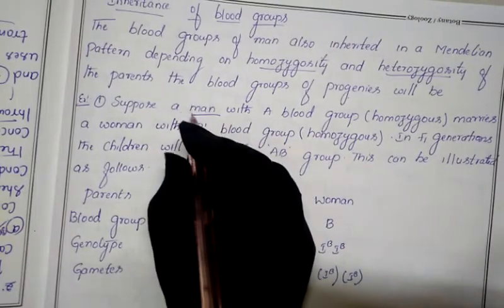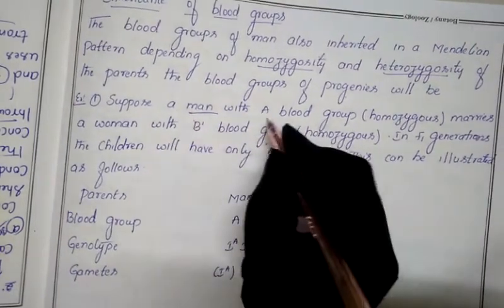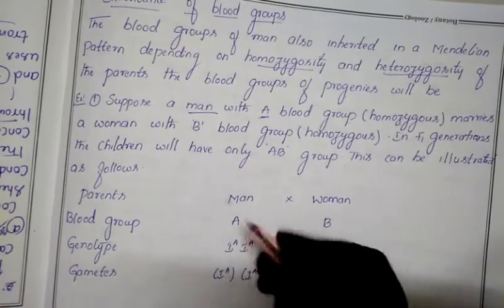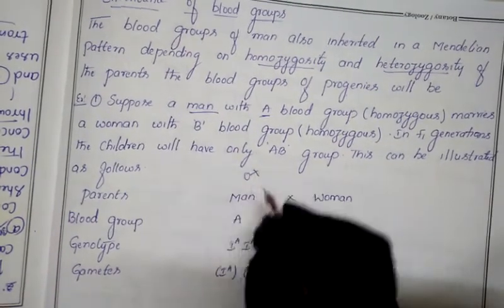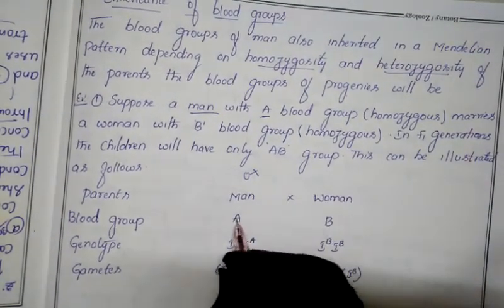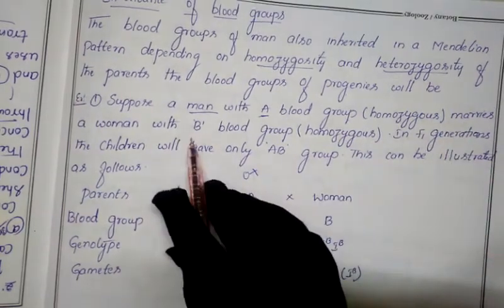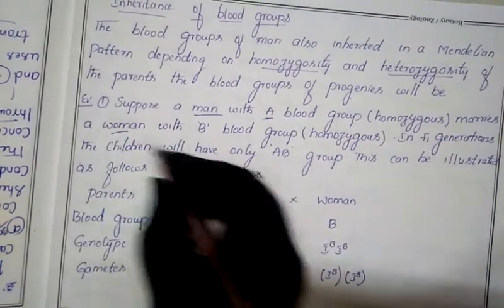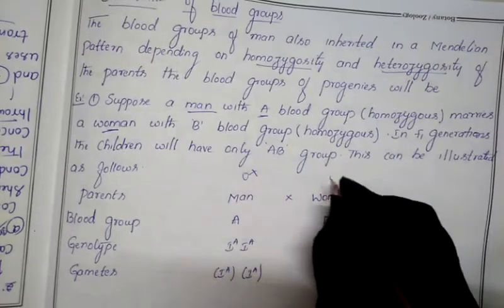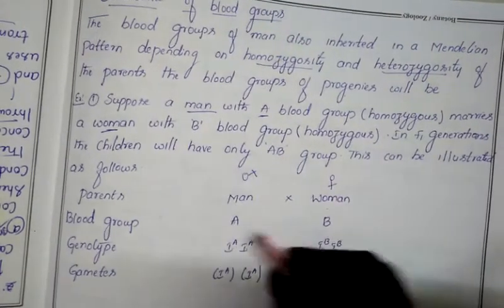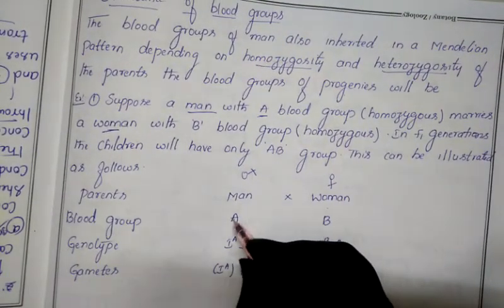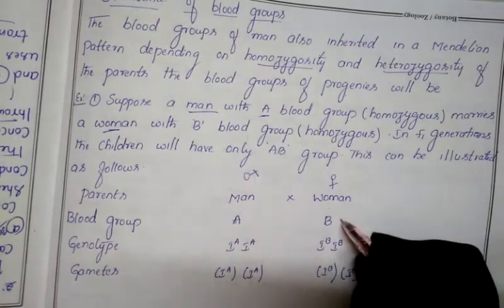So here they are given the father's blood group. What is the father's blood group? Father's blood group is A. So this is the father. And what is the mother's blood group, meaning the woman? Mother's blood group is B. So the father has blood group A, and the mother has blood group B.